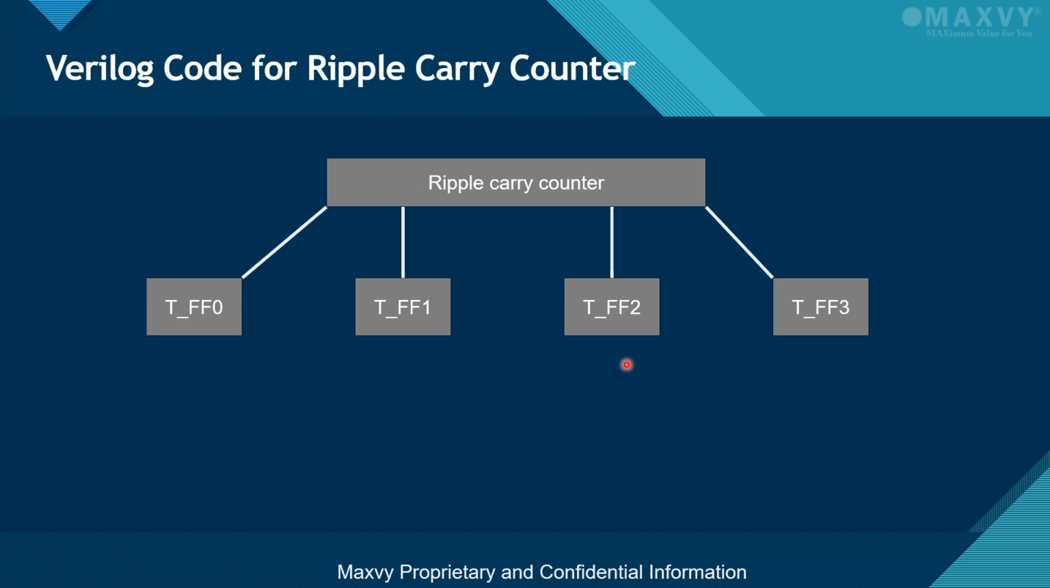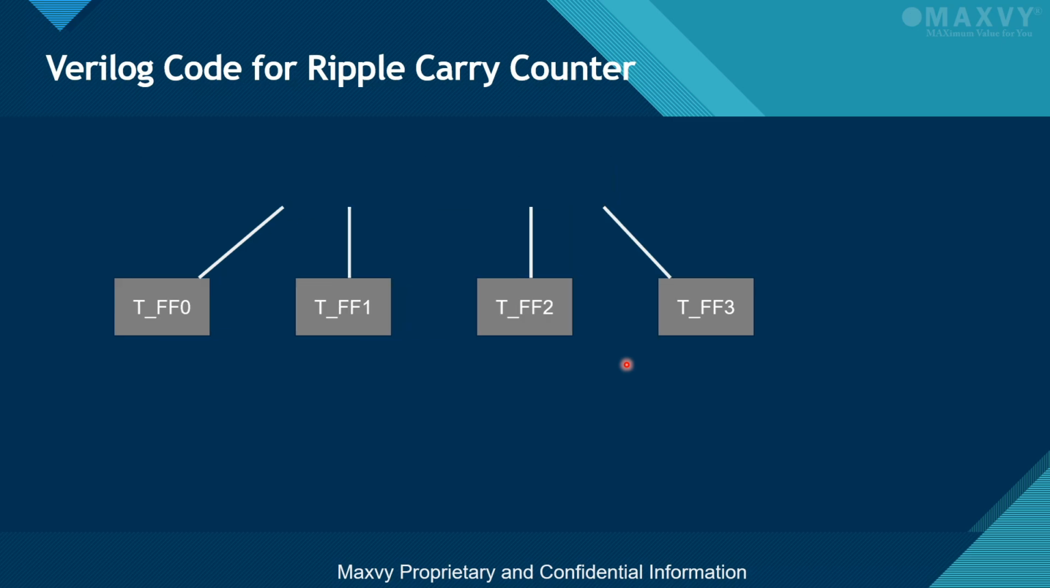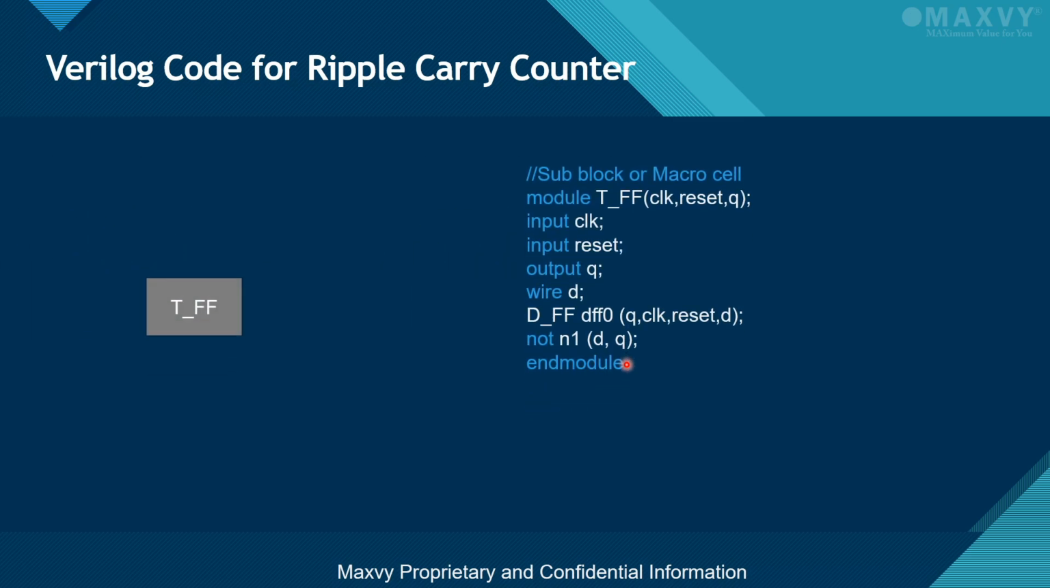Now let's delve into the lower level block of our ripple carry counter, the T flip-flop module. This module is crucial as it provides the basic toggling functionality required by the counter. The T flip-flop module has three ports: clock, reset, and Q. Inside the T flip-flop module, we declare a wire D, which will be used as an intermediate signal.